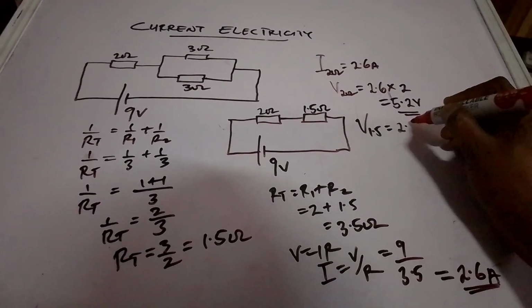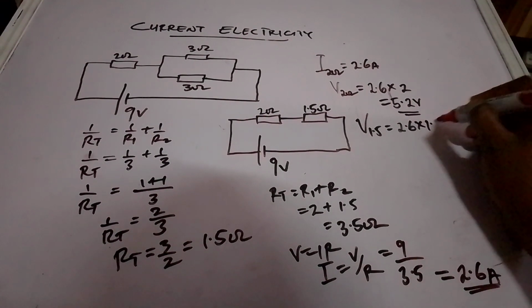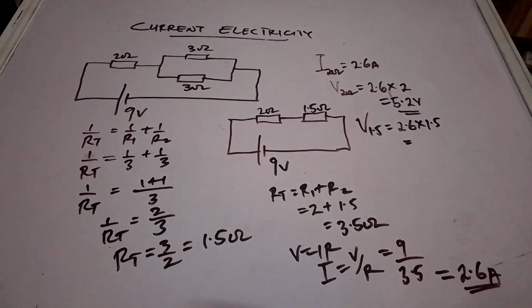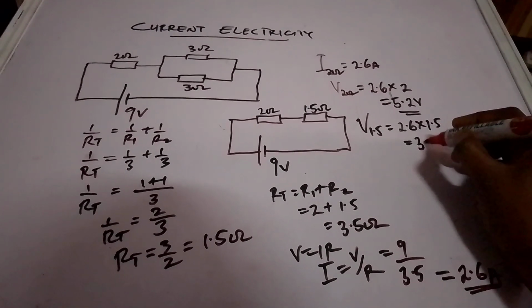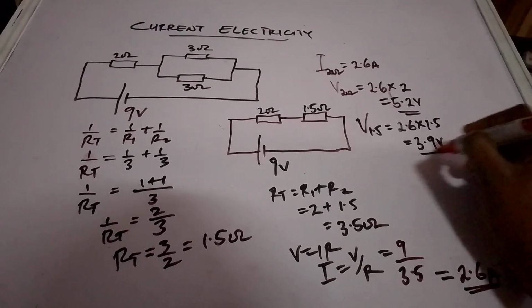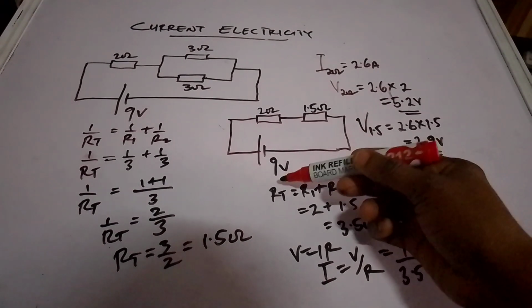So it's going to be 2.6 also, then multiplied by 1.5. So let's look at that. What is 2.6 multiplied by 1.5? So that's going to be 3.9 volts. So if we add these two together, it's going to give us this.